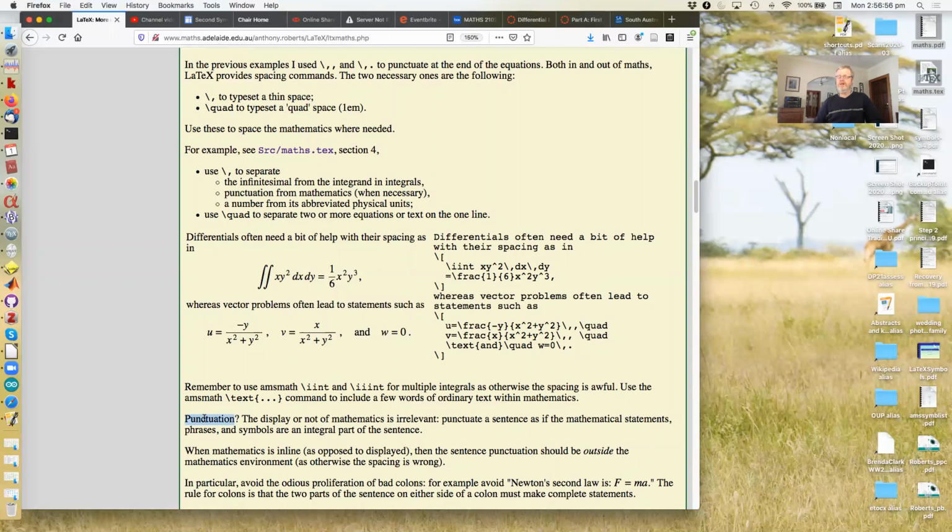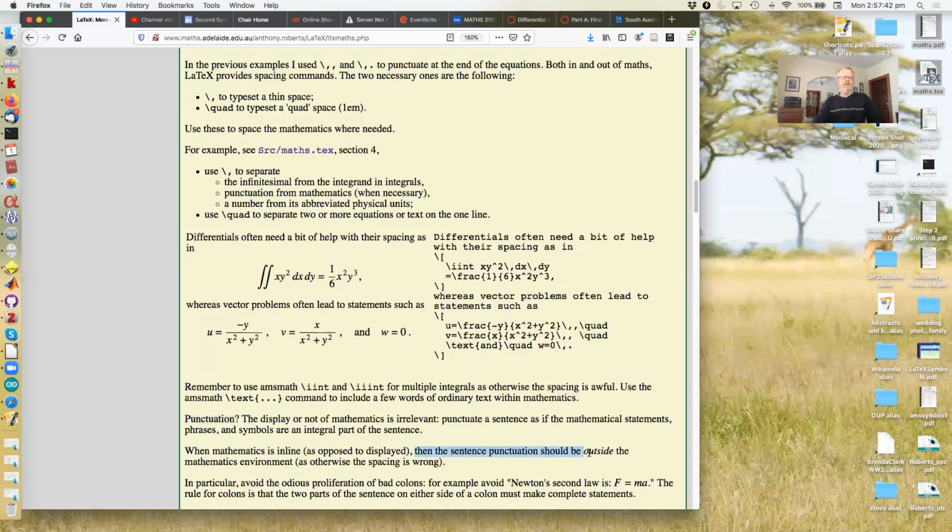Now, one of the common errors is with punctuation. I don't know, people get a bit funny about punctuation. What you have to remember is the display or not of mathematics is irrelevant. You must punctuate a sentence with mathematics in it, whether that mathematics is displayed or in line. And so you have to punctuate it as if the mathematical statements are an integral part of the sentence. Just as if you had made an English statement there.